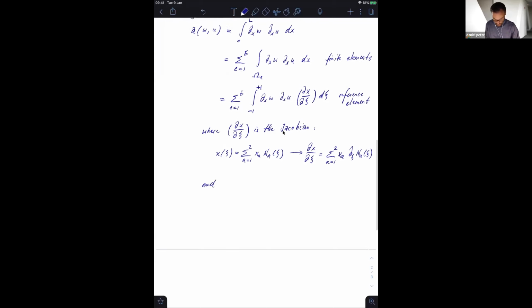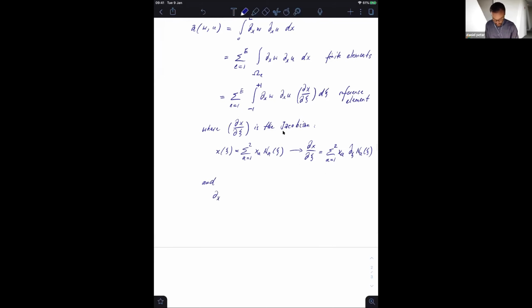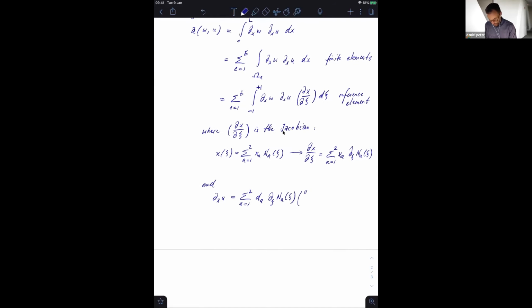And so what we see is that the derivative of u with respect to x, we can write this as the sum of our degree of freedom dA times the derivative with respect to psi of the shape function in the reference domain, times the inverse of the Jacobian. So you know this is psi with respect to x.